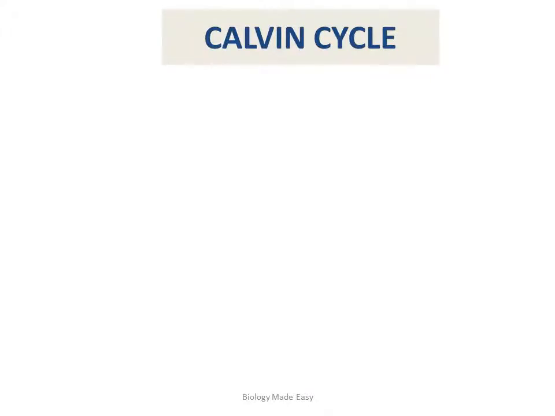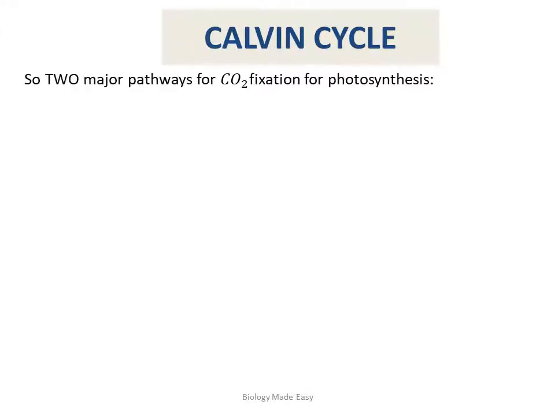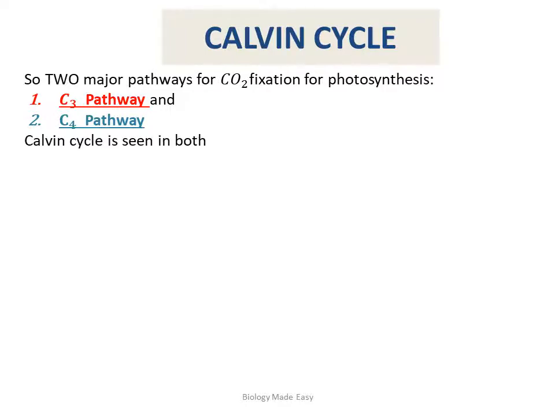We have seen there are 2 major pathways for carbon dioxide fixation for glucose synthesis, the C3 pathway and the C4 pathway. The Calvin cycle is seen in both. In fact, the C3 pathway is the Calvin cycle. So the C4 pathway is eventually followed by the C3 pathway or Calvin cycle. The Calvin cycle can be divided into 3 major parts.